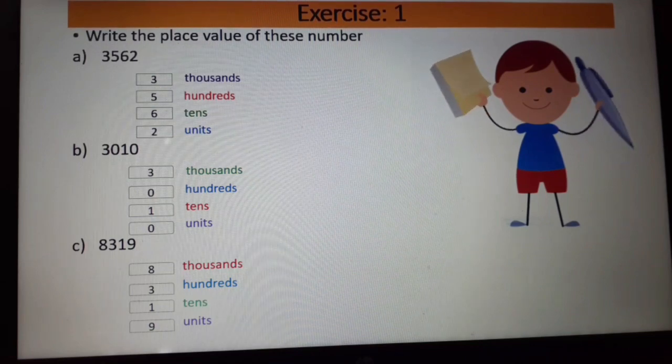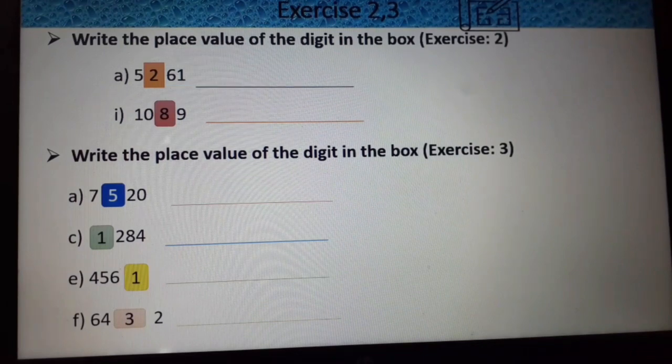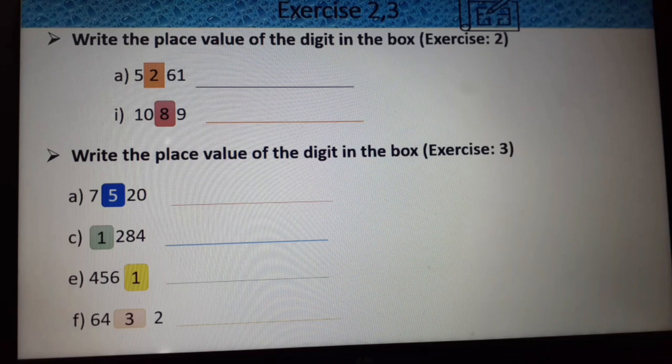Now be ready for the next exercise. 2 and 3 number exercise. We will do it together. As both of the exercises have the same rule, turn to page 97. Write the place value of the digit in the box, as we have already learned about it. But here we have to write it in number, not in word. But how can we do that?